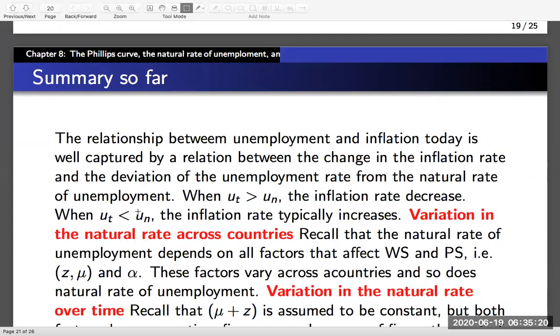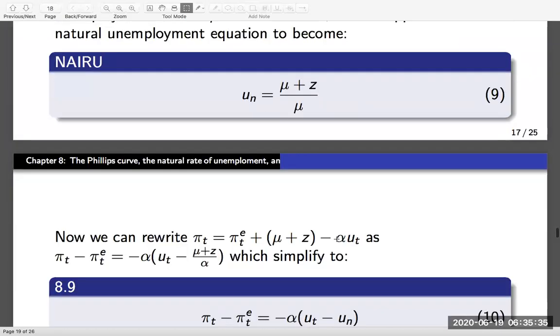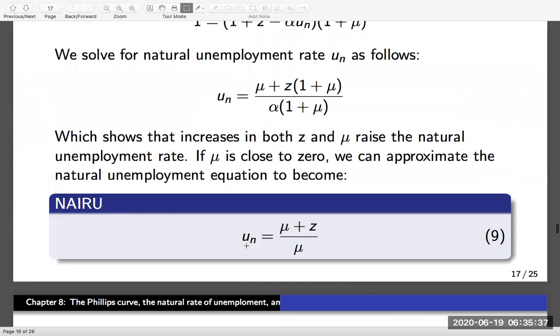When the unemployment rate is less than the natural rate, the inflation rate typically increases. Variation in the natural rate across countries. So what causes variation in the natural rate across countries? Remember, the natural rate is a function of your markup and your catch-all variables.